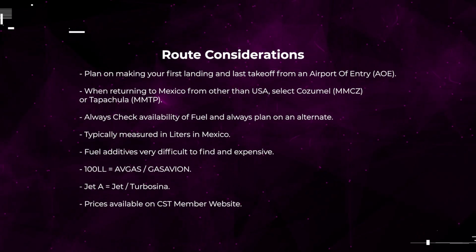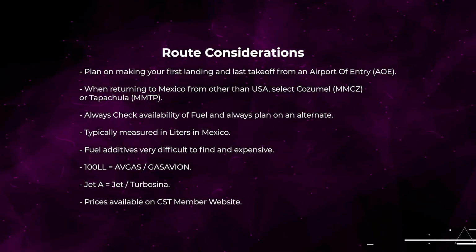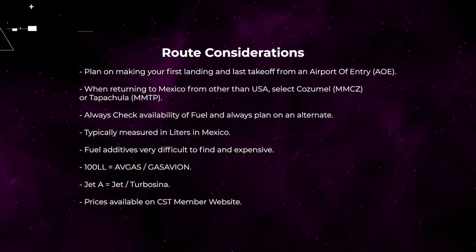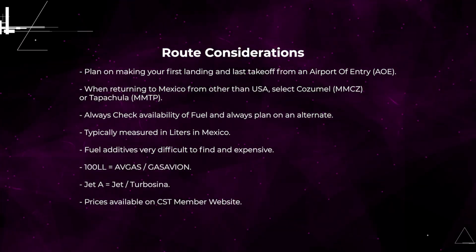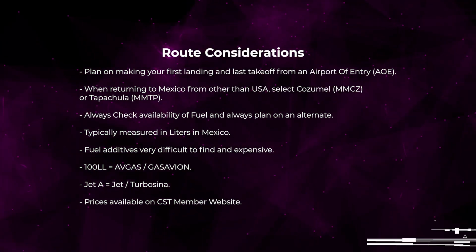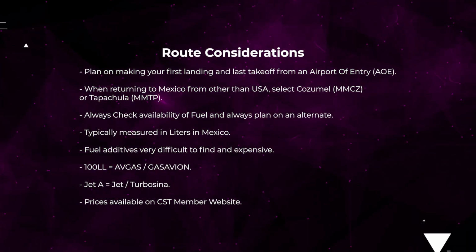So let's talk about getting there. Mexico requires that your very first landing and your very last takeoff be made at an airport of entry, or AOE, where Mexican Customs, Immigration, and Civil Aviation are present. It doesn't have to be the first one you cross, it just needs to be where you make your first landing. It is extremely important, if you plan to enter Mexico from other than the US or Canada, to enter through Tapachula or Cozumel.